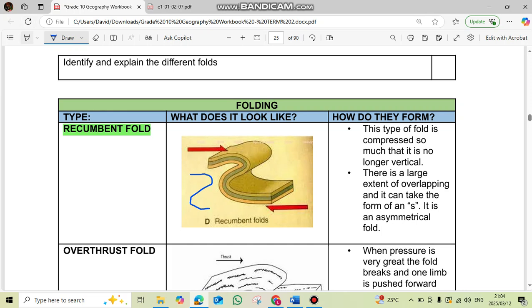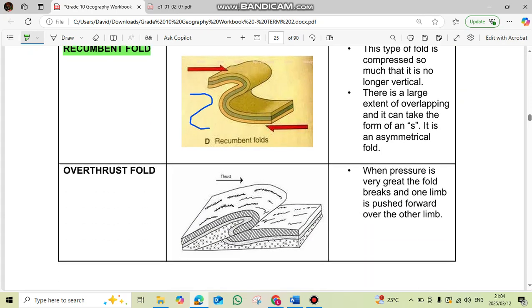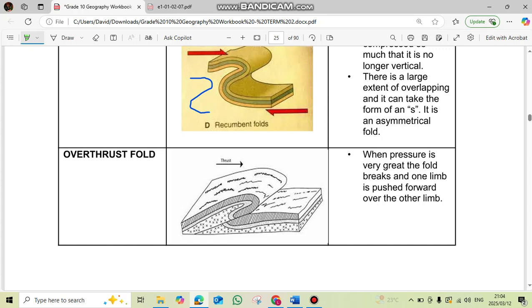The last type of fold is my overthrust fold. This fold is also known as a fault because due to the immense pressure, we see that the folds actually break and tear apart. So we find that the layers of rock are no longer joined like we would find in our recumbent, our overfold, and our anticline and syncline.